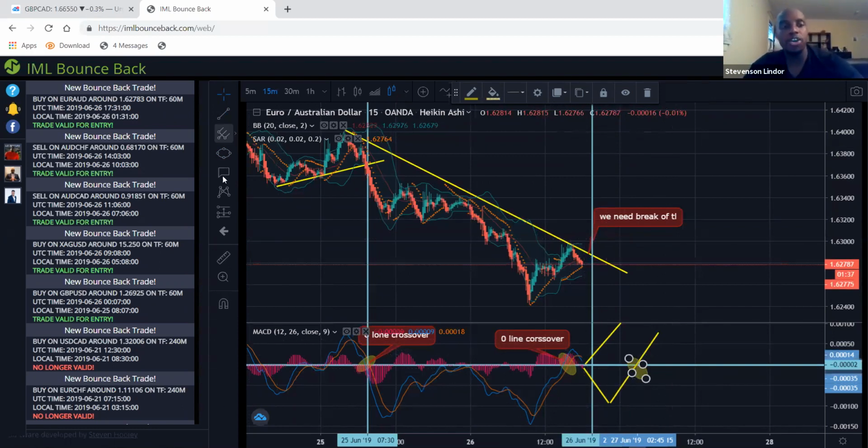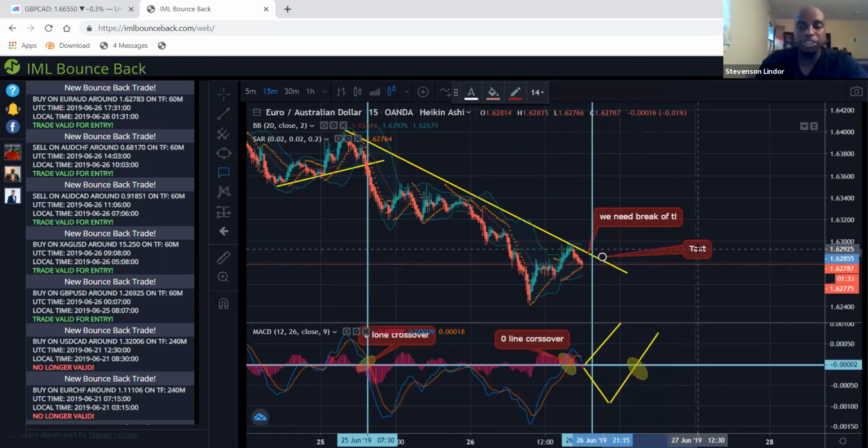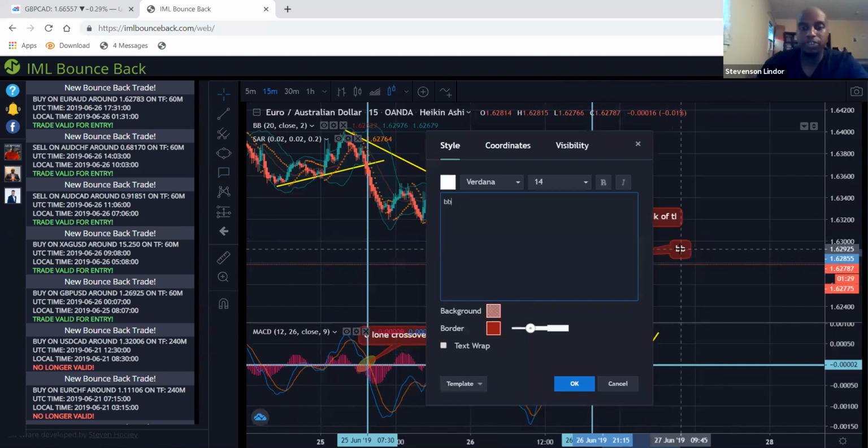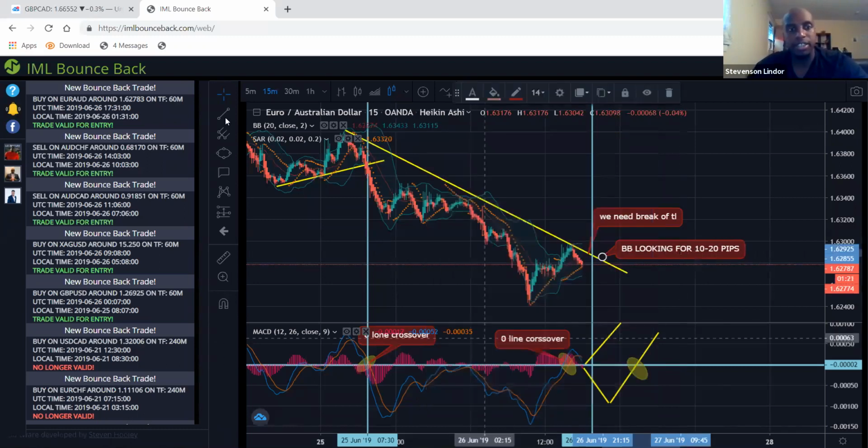And literally all you're looking for is 10 to 20 pips, which bounce back will always produce. So like I said, if you're a scalper, this is your best friend. 10 to 20 pips. Stop loss, always below the previous low.